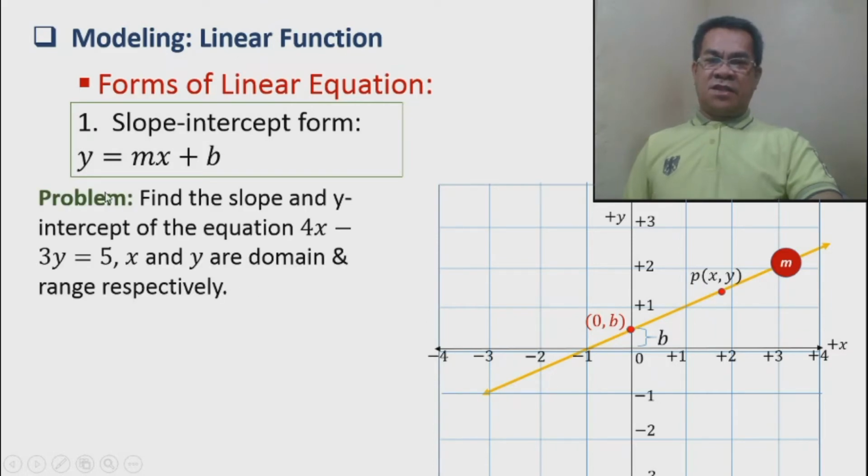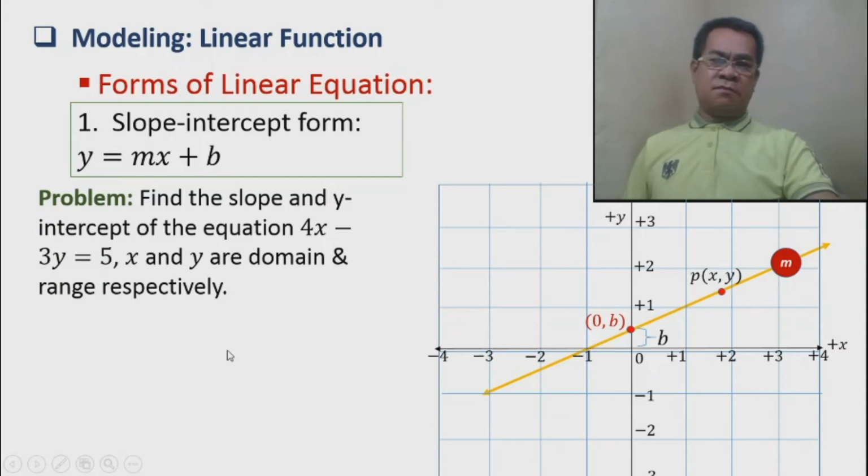So then, for example, using this slope-intercept form, the question is: find the slope and the y-intercept of the given equation, x minus 3y equals 5. Then after that, solve also x and y. By the way, the x and y are the domain and range respectively. So the only question is find the slope and find the y-intercept. Slope is m. So we will solve m and we will solve the y-intercept b.